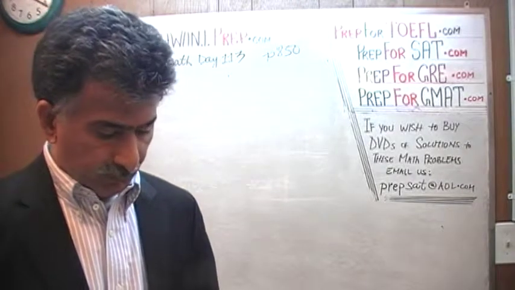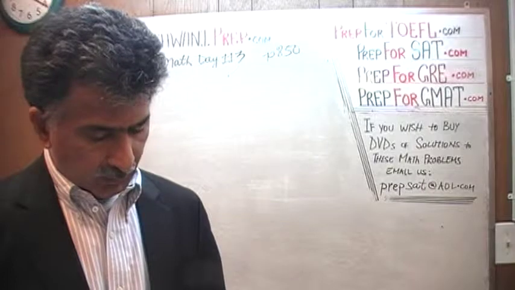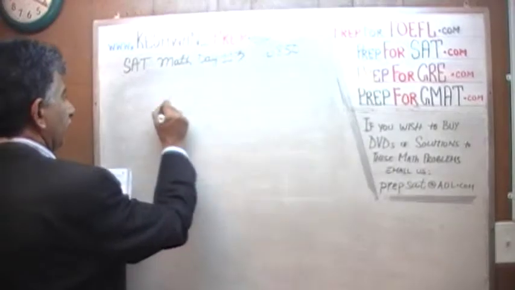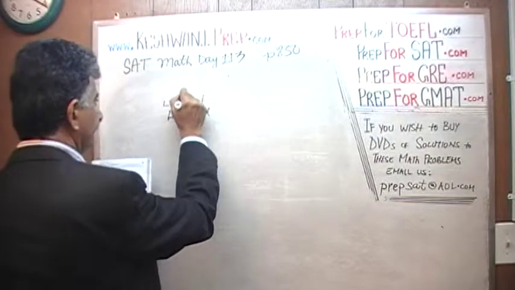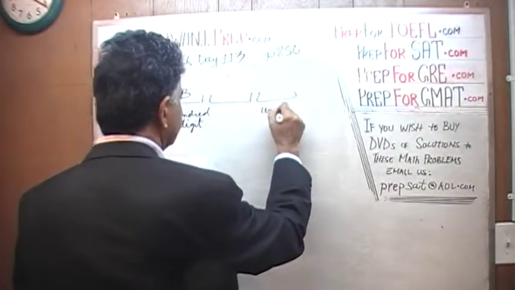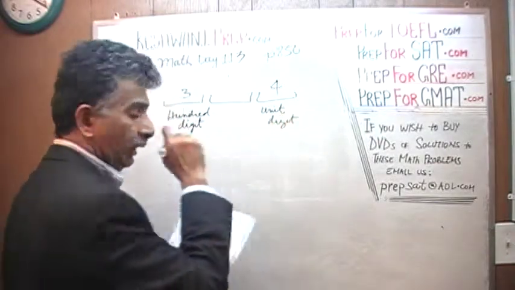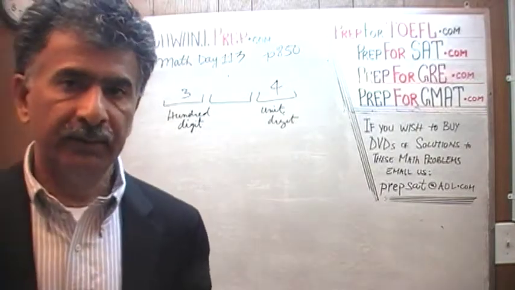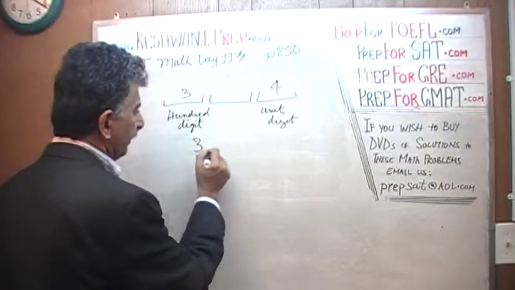Number 13. How many positive 3-digit integers have 100 digit equal to 3? So the 100 digit has to be 3. Here's your 10 digit, and then we are told that the unit digit has to equal 4. How many are there? Well, that's very simple. Start counting. Make sure you go slowly. Make sure you don't skip anything.